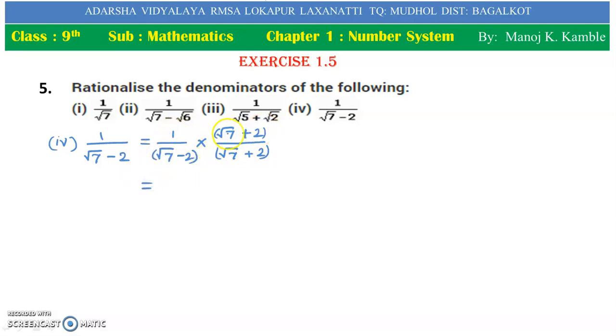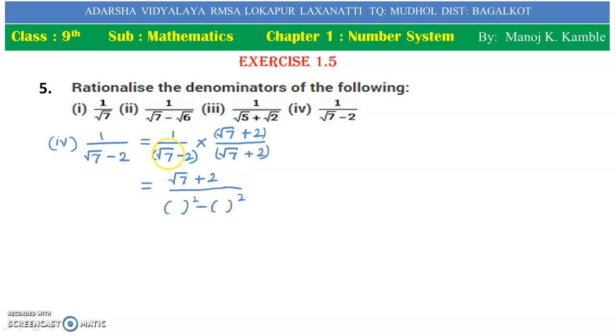Next, that is equal to 1 into total multiplication, numerator multiplication, that is square root of 7 plus 2 whole divided by. So this is once again in the form of a plus b and a minus b. Always remember, in the denominator, if a binomial term is present, then automatically the identity applicable is a plus b into a minus b. That is fixed, okay, and that is equal to a square minus b square. So here a square minus b square.